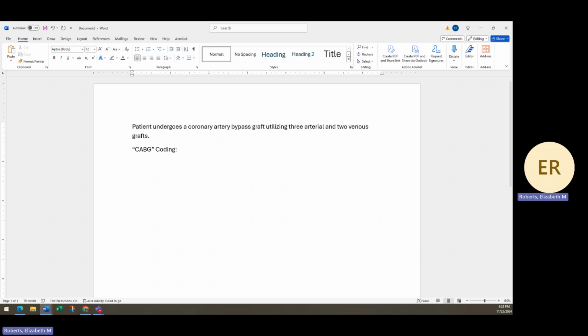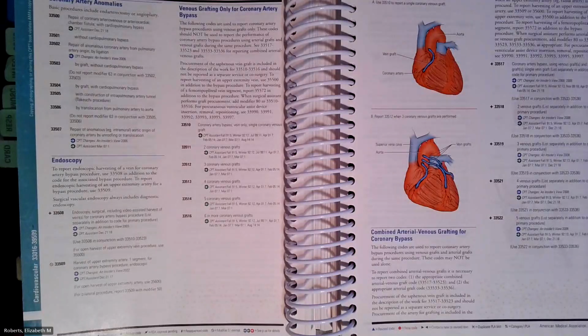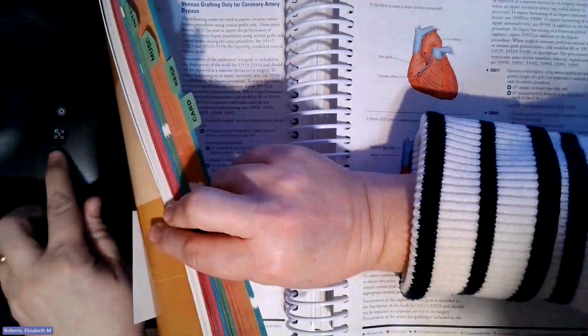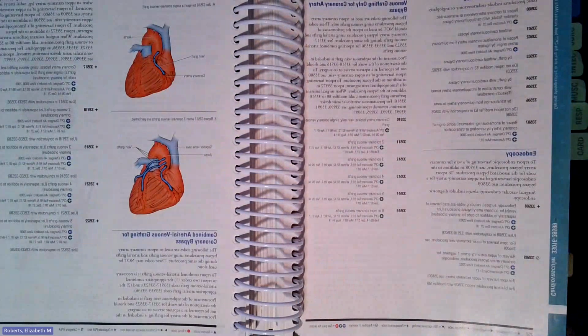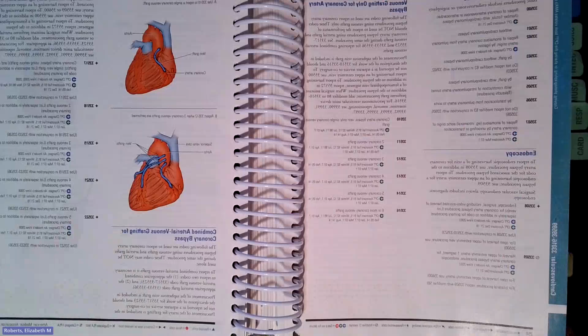I'm going to stop sharing my camera so that we can look at our book here. Okay, so there we are. In our CPT code book, we find our CABGs. They start on page 258 and go into pages 259, 260, and 261. I like this because we have some really great illustrations here.